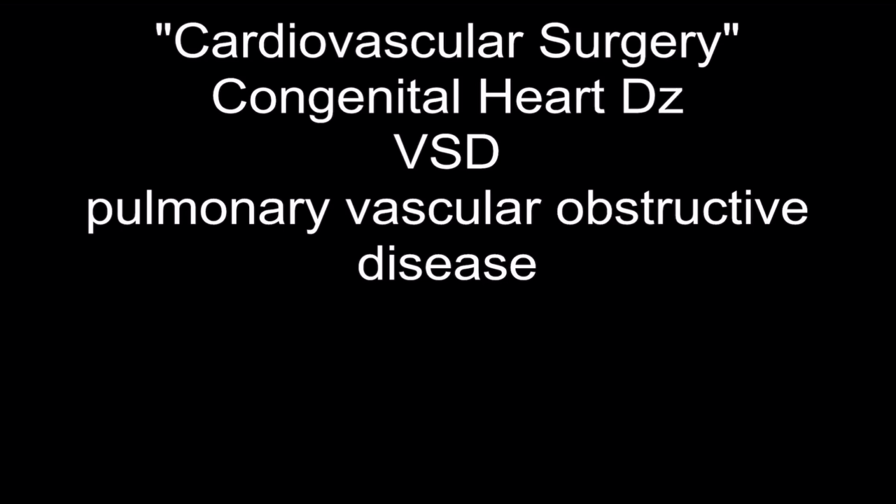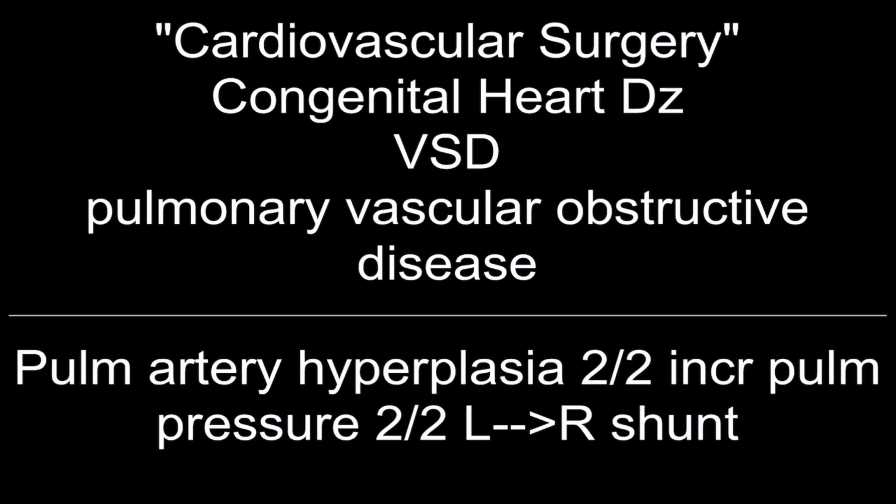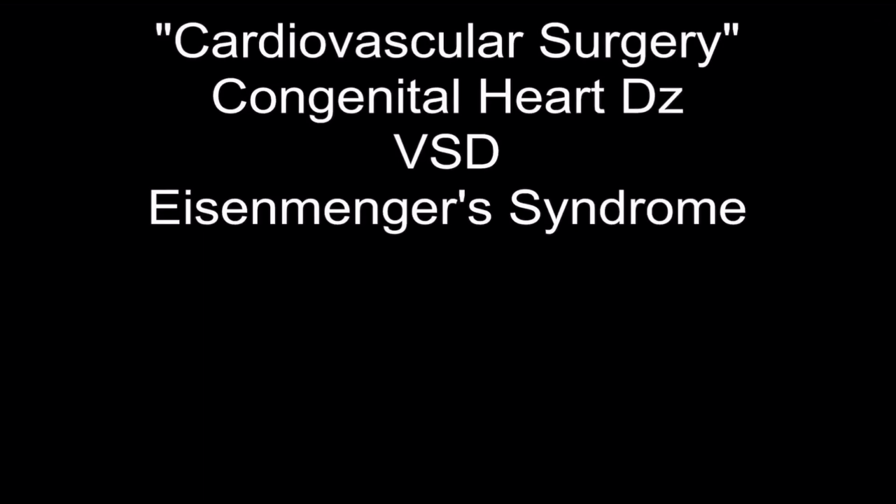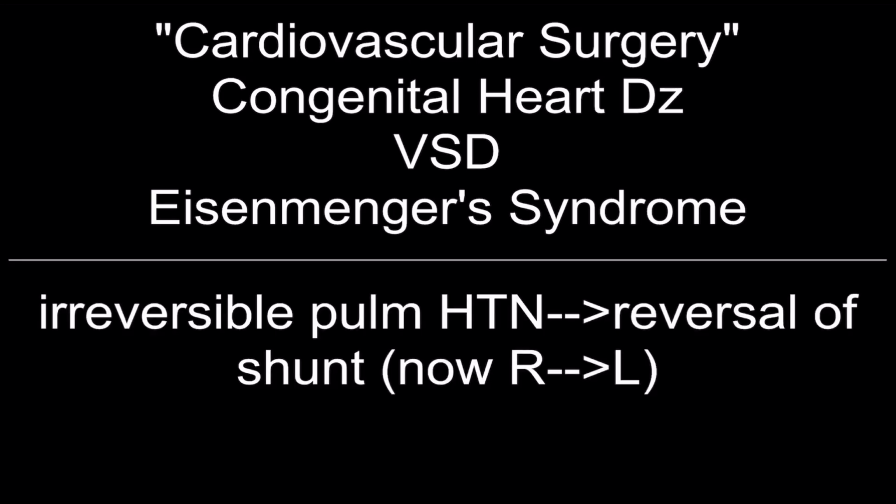Pulmonary vascular obstructive disease, VSD. Pulmonary artery hyperplasia, secondary to increased pulmonary pressure, secondary to left to right shunt. What is Eisenmenger syndrome? Irreversible pulmonary hypertension, and then you have a reversal of shunt, and now it becomes right to left. So it goes from left to right to right to left.